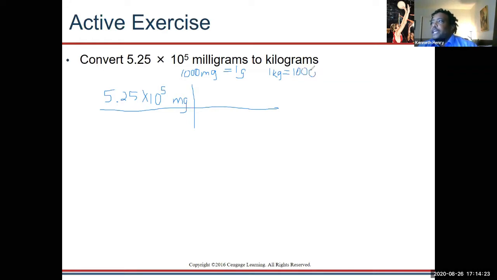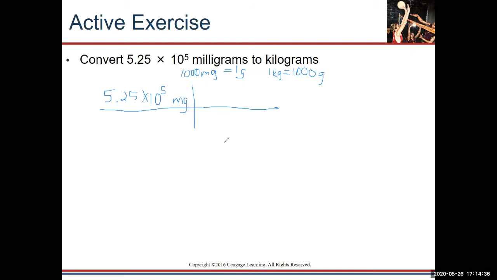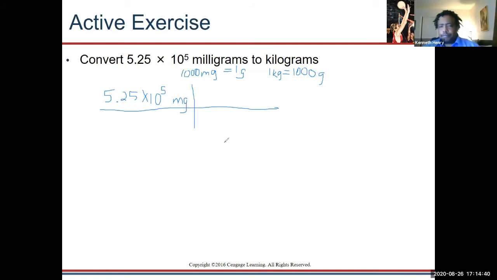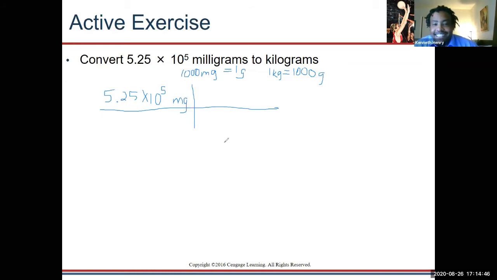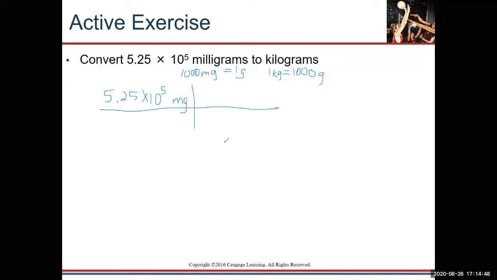So help me out. Where am I going to put what? What's the first thing I'm trying to get rid of? What unit is this again? Milligrams. Christina, come on, you've got to let Heidi do it. Give her your chance. Relax. Can you tell she's excited? She's just a little excited there. Come on, Heidi.